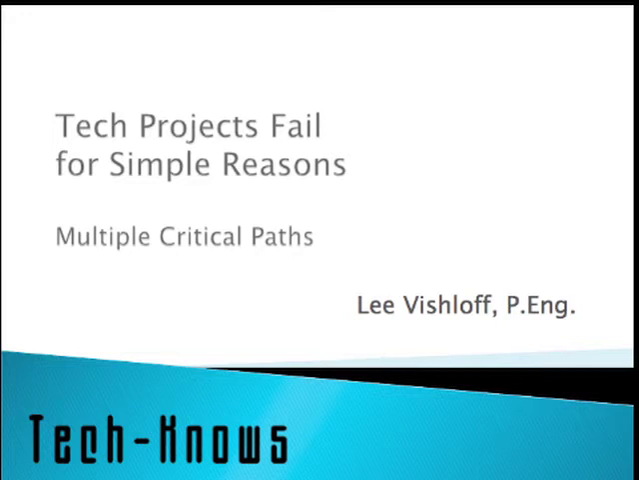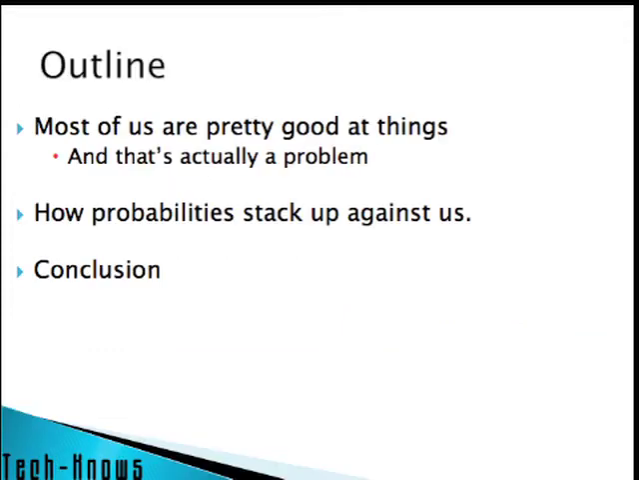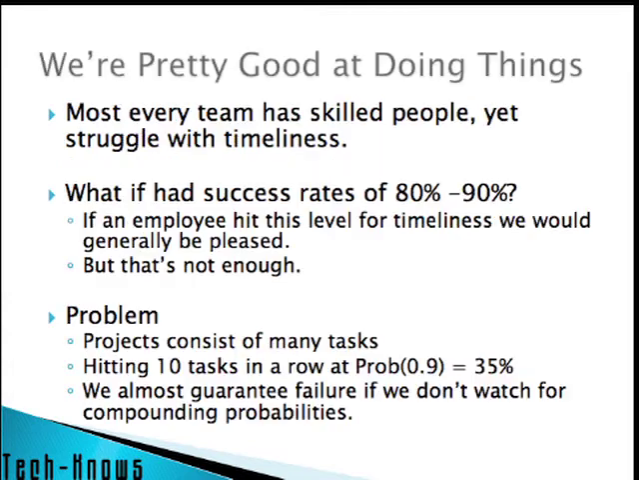Tech projects fail for simple reasons, and today we'll talk about one of those, multiple critical paths. The brief outline: most of us are actually pretty good at things, and why is that a problem? How probabilities stack up against us, and then a brief conclusion.